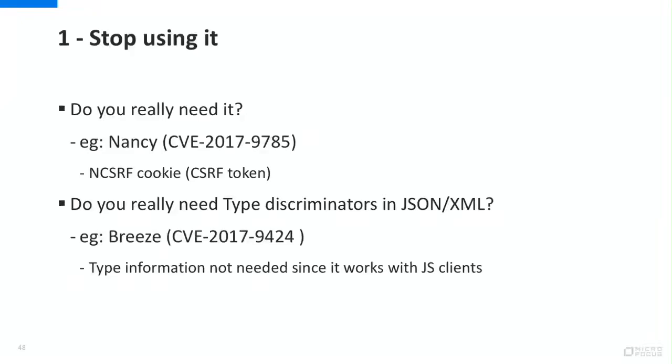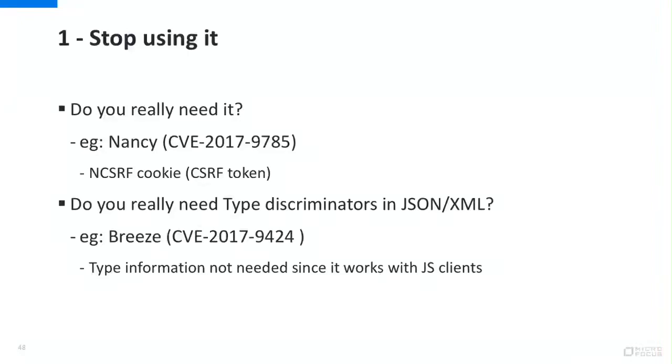Same thing with type discriminators. JSON and XML are okay to use, but you should not use them with type information, right? That was the case of the Breeze framework. Breeze is a .NET entity management framework. It's very similar to Spring Data REST, so they expose some database entities through a RESTful web service automatically. And they were sending the type information to the JavaScript clients. That made no sense because JavaScript is not going to understand the .NET type, so they were not using it. Because of this mistake, the whole framework was vulnerable to remote code execution.